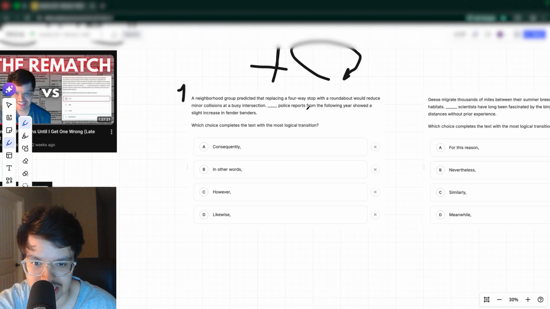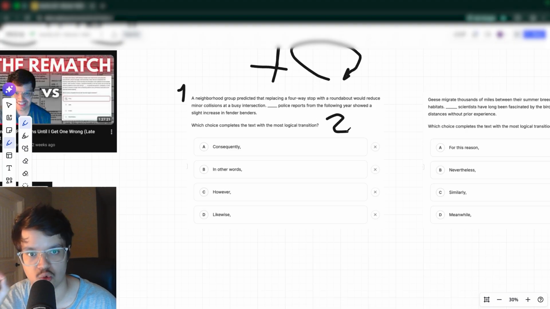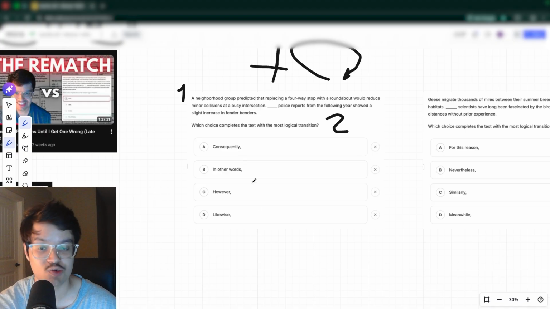So the exact opposite. And that brings me to step 2, which is you have to make a prediction for what you think the correct answer is going to be. So think in your mind, what kind of transition word would make sense to go in the blank between these 2 sentences? And you should do this even before you look at the choices, because here's what's often going to happen.